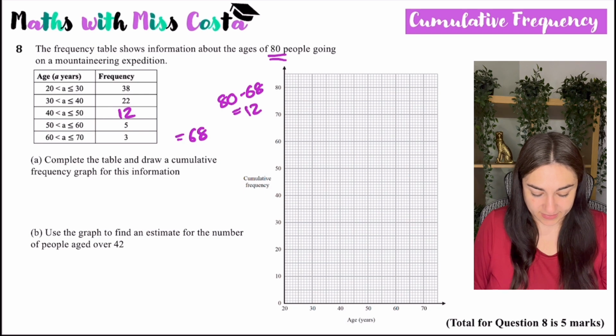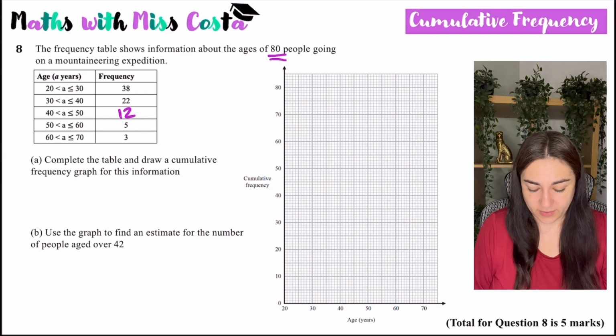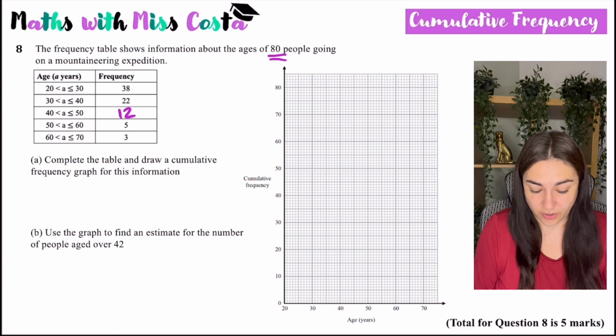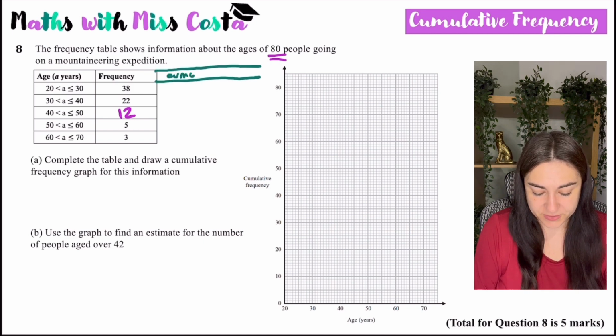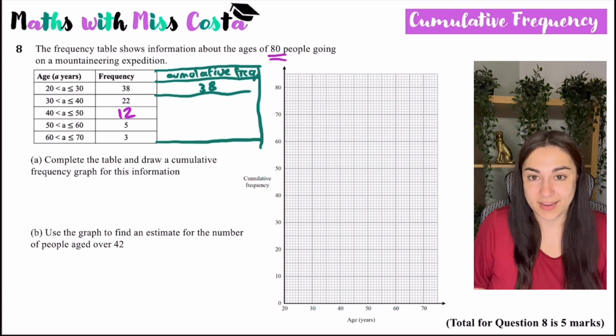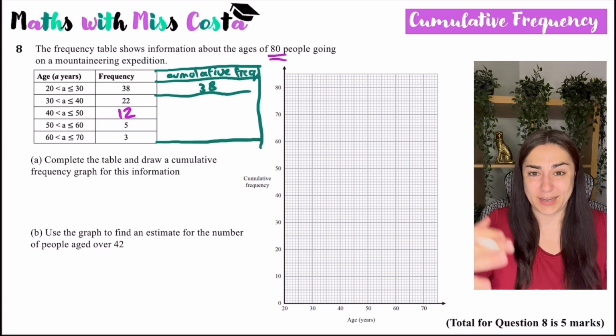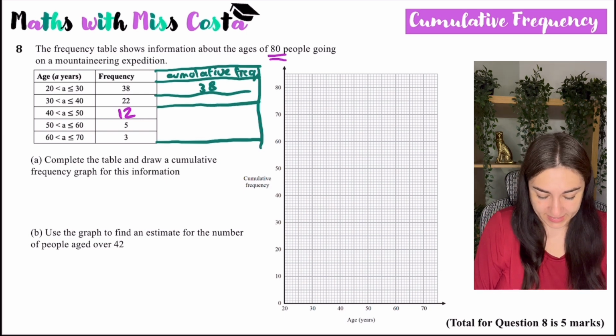I then need to draw the cumulative frequency graph for this information. So what I'm going to do, and what I'd advise you do if you don't have the table extended in the exam, is just do an extra little table for cumulative frequency. So the first part is 38. And when I do cumulative frequency, you literally just add on everything beforehand and you keep a running total. So 38 plus 22 is going to give me my next value.